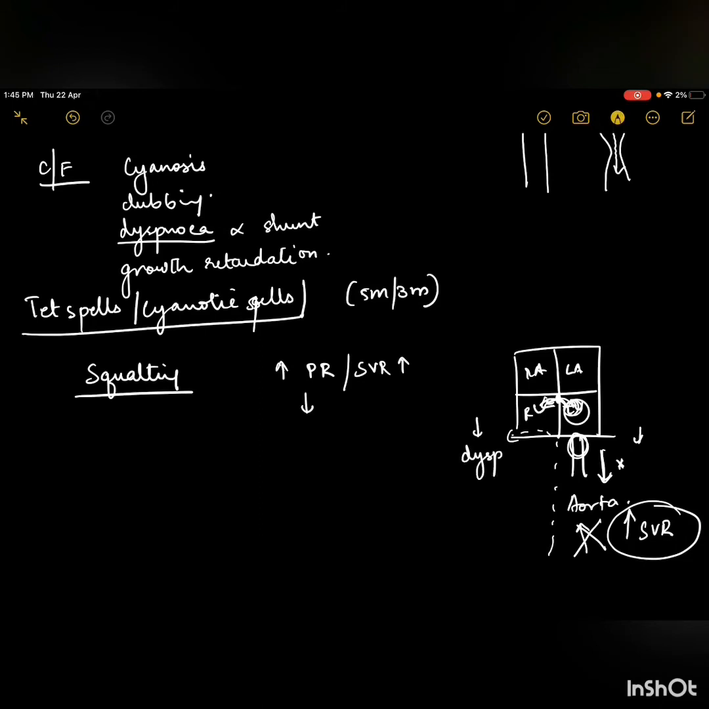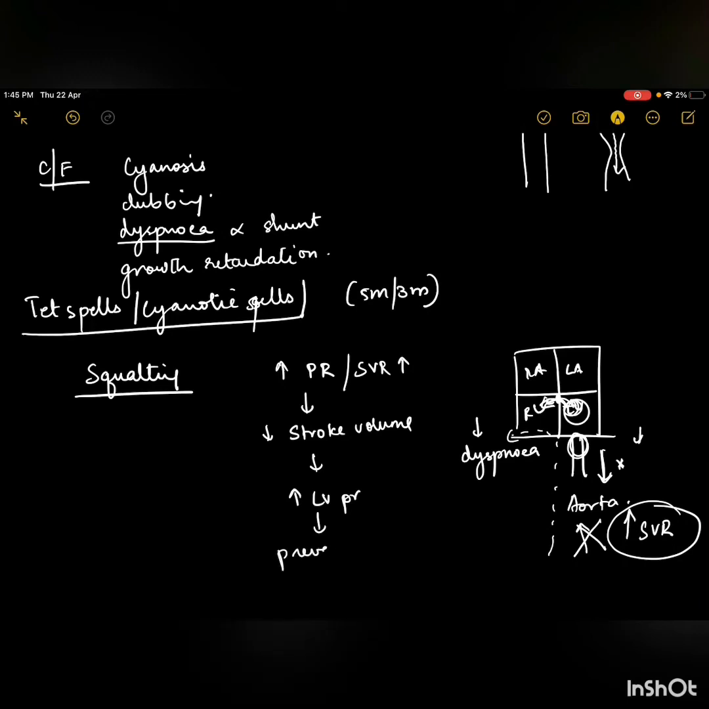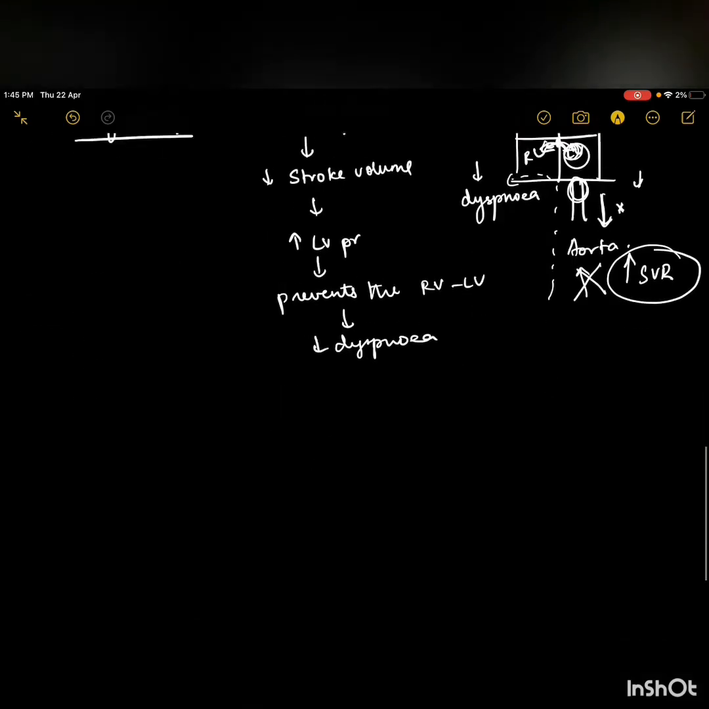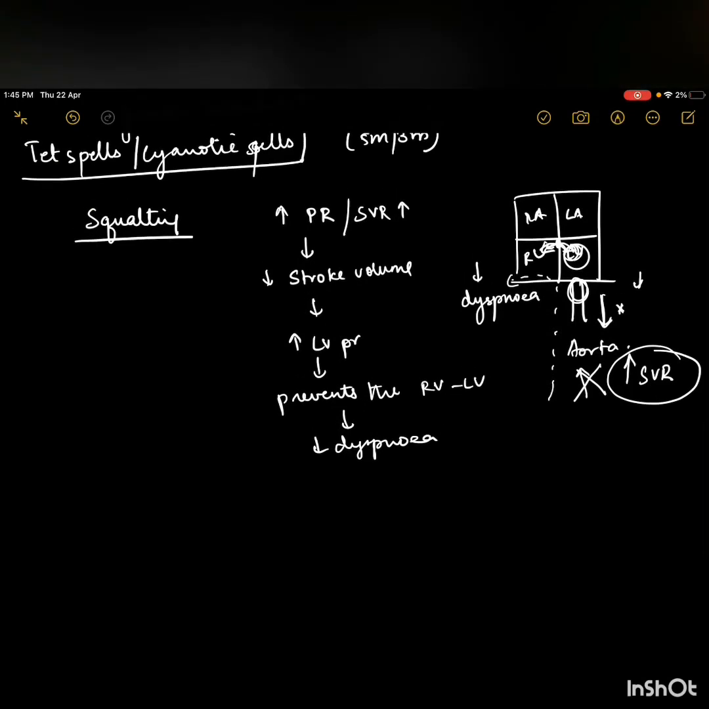So this child feels better when he's squatting or when he's in a knee to chest position, because this increases the SVR and it decreases the stroke volume, increases the left ventricular pressures, and prevents the RV to LV shunt and decreases the dyspnea. So this provides some sort of comfort, and this is known as a TET spell or cyanotic spell, which is very commonly seen in tetralogy of Fallot.